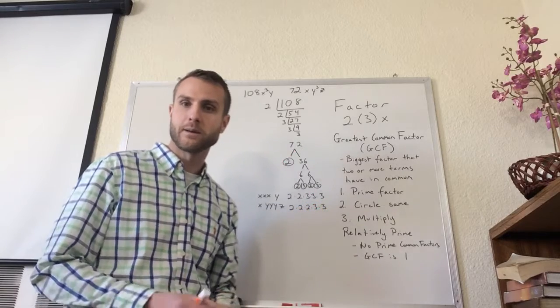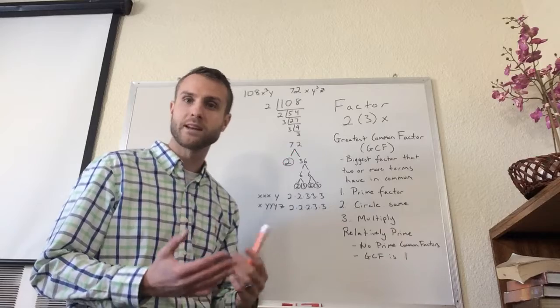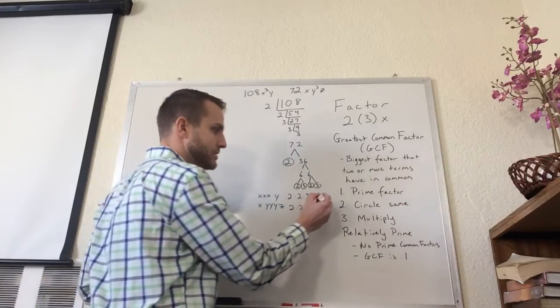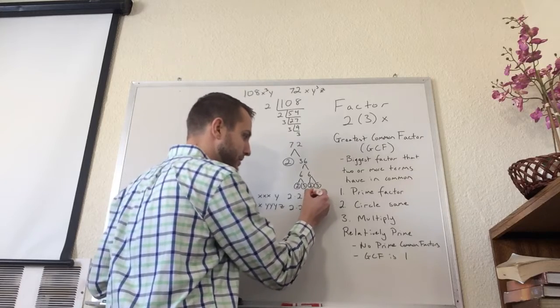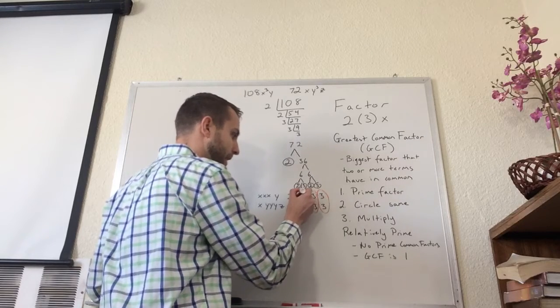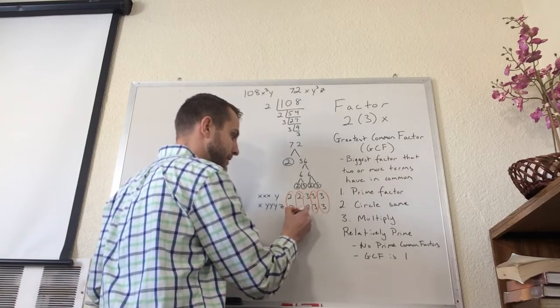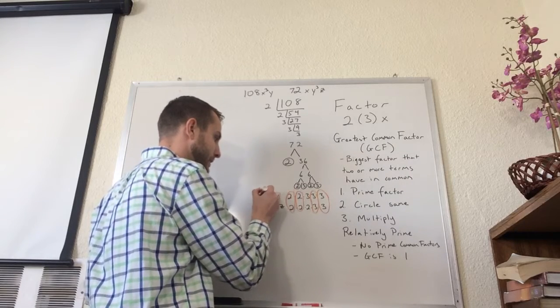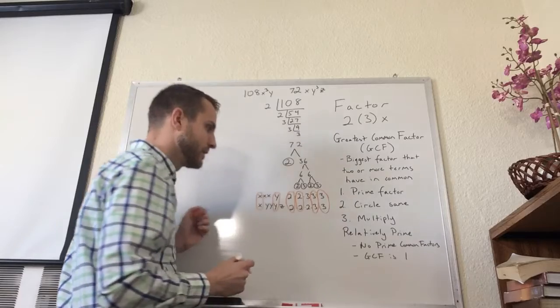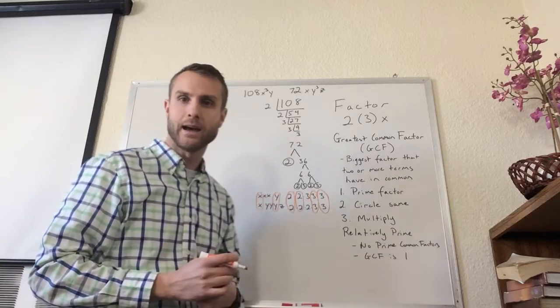Now to find the greatest common factor, I'm going to circle the ones that are the same in both. So notice they both have a 3. They both have another 3. They both have a 2, and they both have another 2. They also both have one y, and they both have one x. Notice there was nothing else that they have in common.